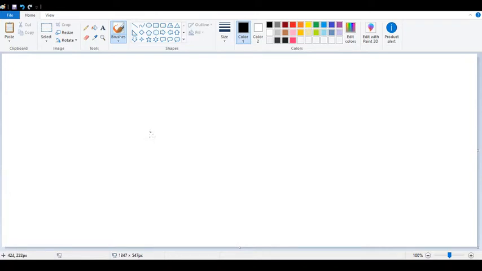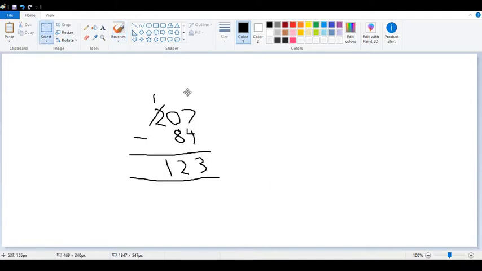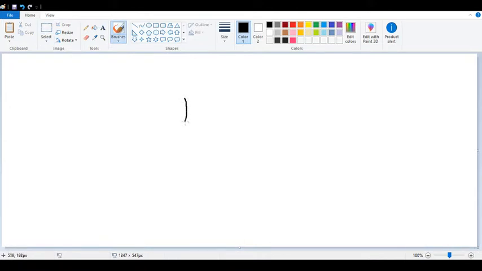Okay, now we're looking at advanced subtraction. So it's 207 minus 84. Again, we start on the digit on the far right. So 4. Okay, 7 take 4 is 3. And over here, we assume that's 10. 10 minus 8 is 2. So we cut that by 1. So, yeah, 123.